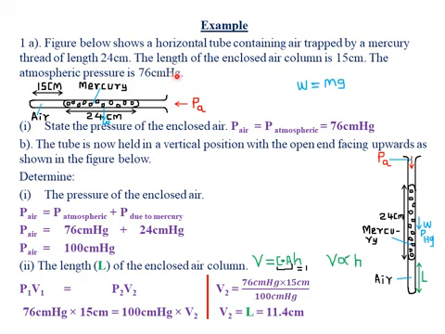Remember from chemistry, Hg is the symbol that stands for mercury. Therefore, 76 centimeters Hg simply means 76 centimeters of mercury, which is simply the pressure strictly due to the mercury column. So for part 1, we are told to state the pressure of the enclosed air. It is important to note that when the tube is lying horizontally, this particular air column does not experience any pressure due to the mercury.